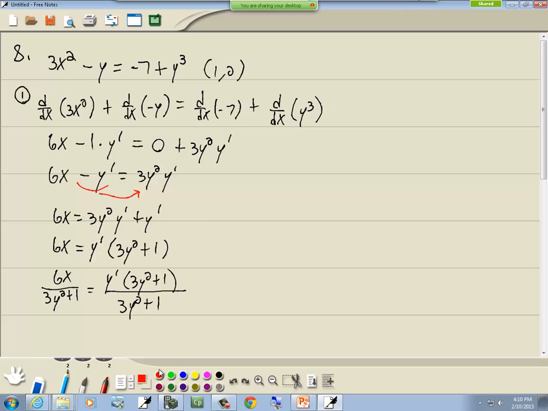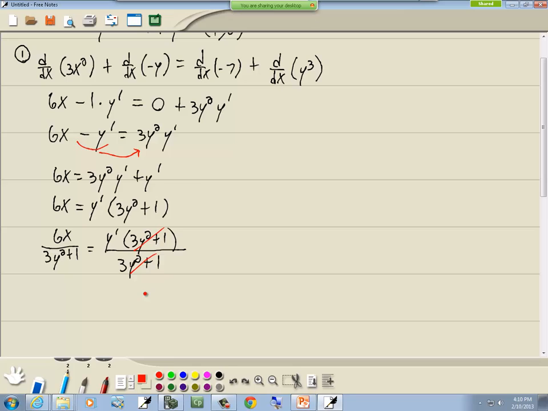So then these 3y squared plus 1's cancel. And we end up with 6x over 3y squared plus 1 equals y prime.